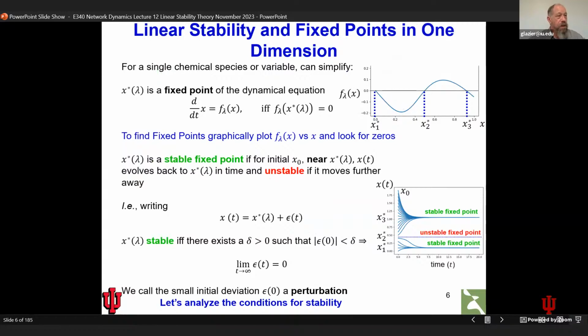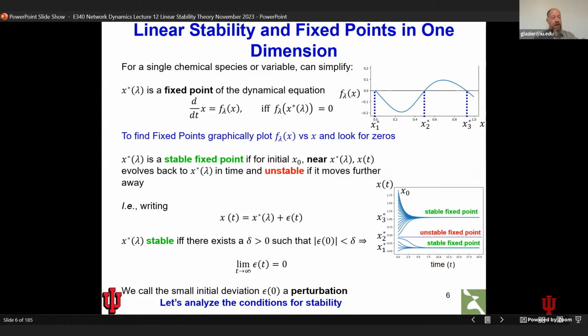So let's start out by looking at the simplest possible case, which is we only have one chemical species. So we're now talking about a one-dimensional rate equation. So now we don't have any vectors anymore. So we have d by dt of x is some function of x. And x star is a fixed point if f on the right-hand side, the rate as a function of x star, is 0. And so I've sketched that here.